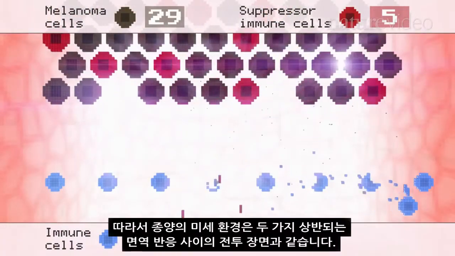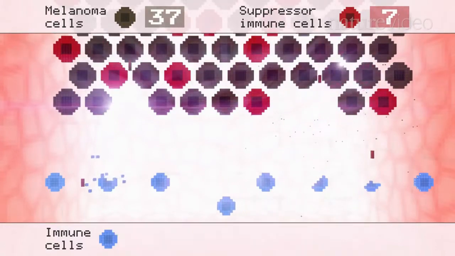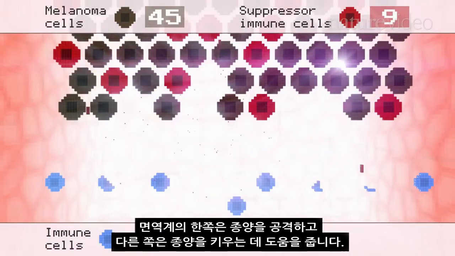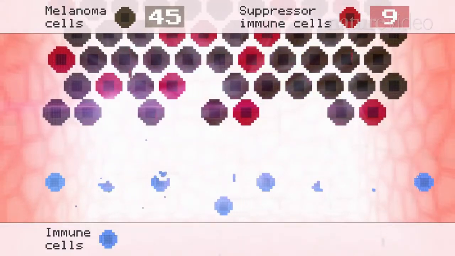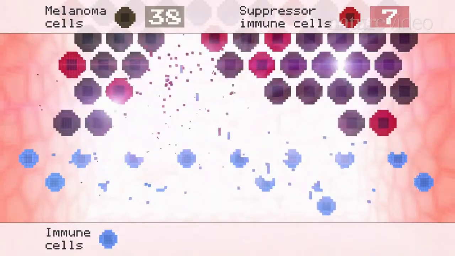Therefore, the tumour microenvironment is like the scene of a battle between two opposing immune responses. One side of the immune system is attacking the tumour, while the other side is helping it to grow. Scientists are developing immunotherapies to help strengthen the immune attack.